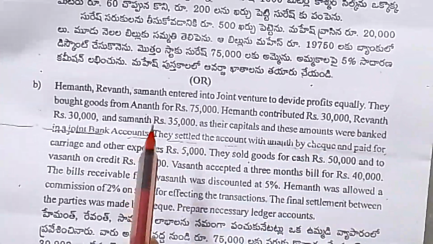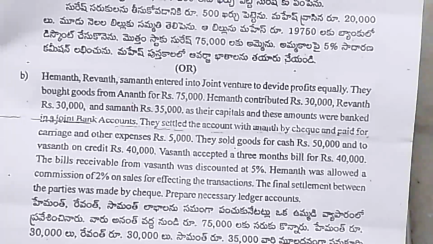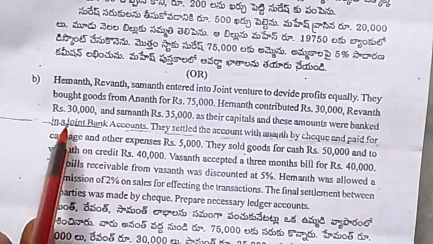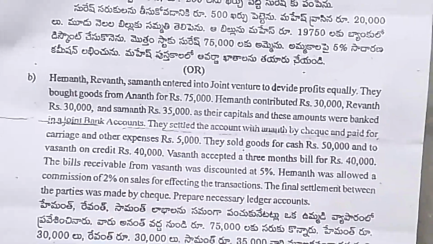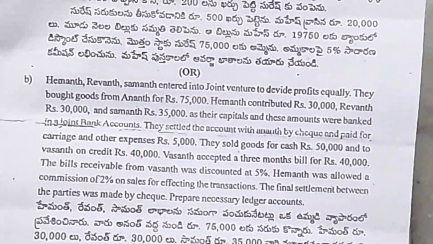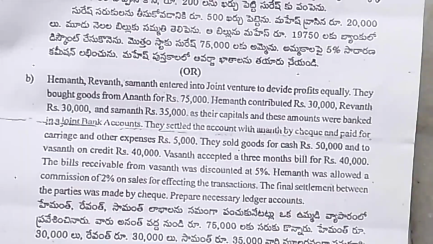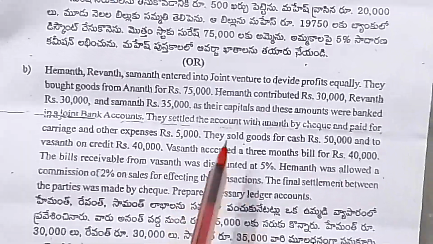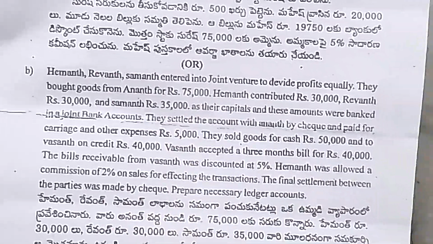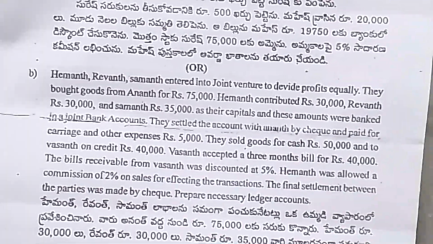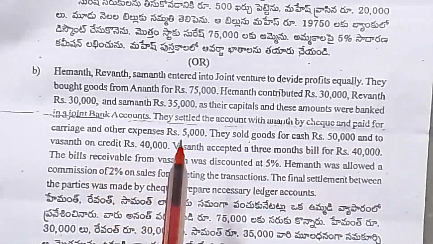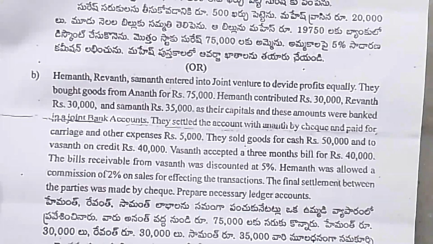Second entry, Hemant, Revant, Samant contributed and opened a bank account. Entry: joint bank account debit 95,000, to Hemant 30,000, to Revant 30,000, to Samant 35,000. Next, they settled the account of Anant by check. The amount paid to Anant is 75,000. So Anant account debit to joint bank 75,000. Next, paid carriage and other expenses 5,000. So joint venture account debit to joint bank account 5,000.